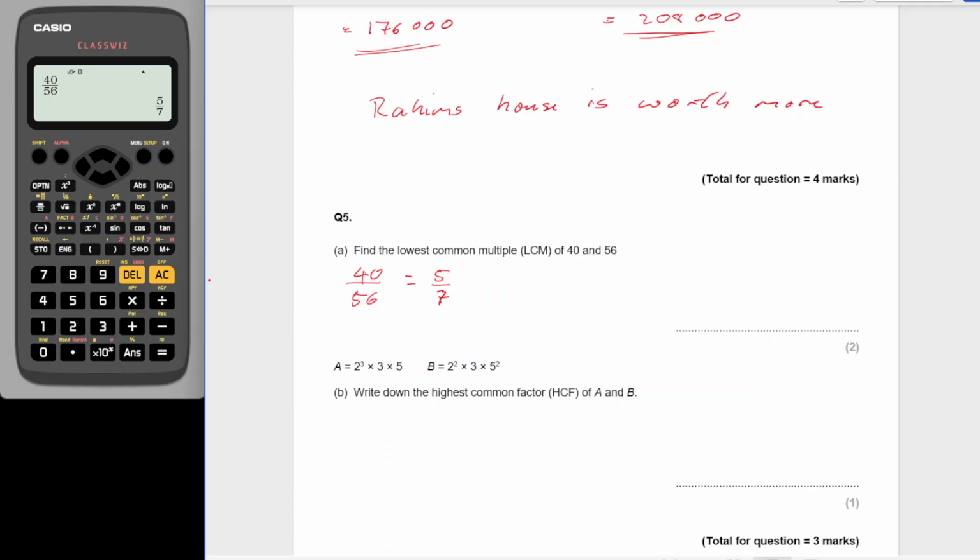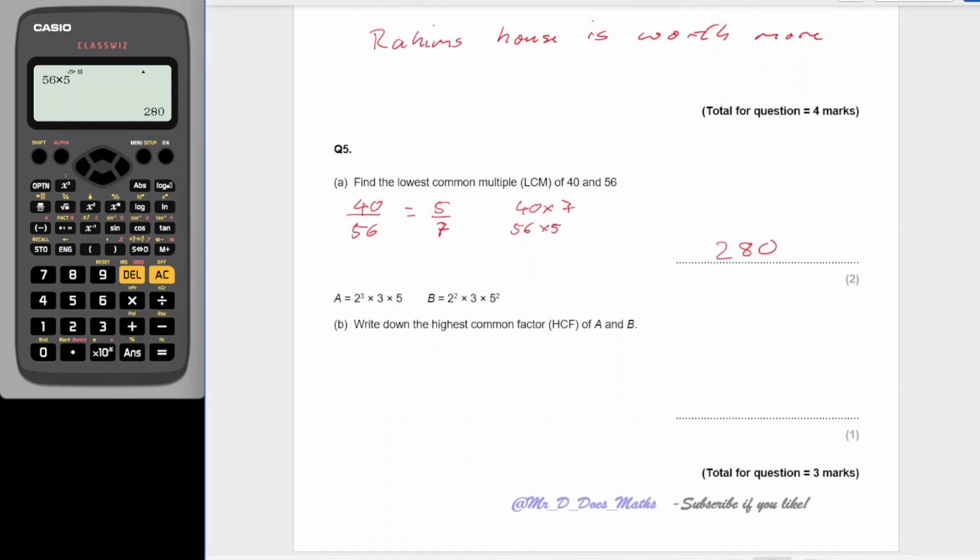If we want the lowest common multiple, we would times any numerator by the opposite denominator, or the other way around, either way around. So it's 40 times 7, which is also equal to 56 times 5. They'll both give you the same value, which would be the lowest common multiple, 280. And just to show that, 56 times 5 is also 280.